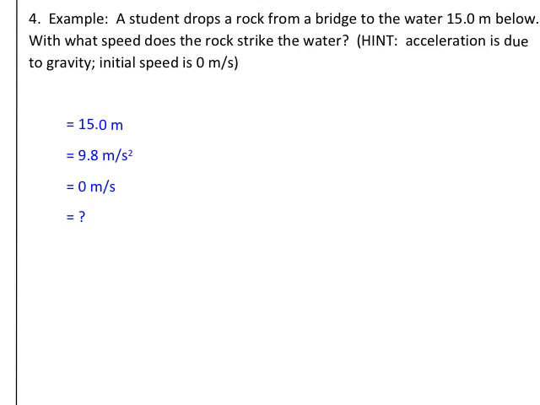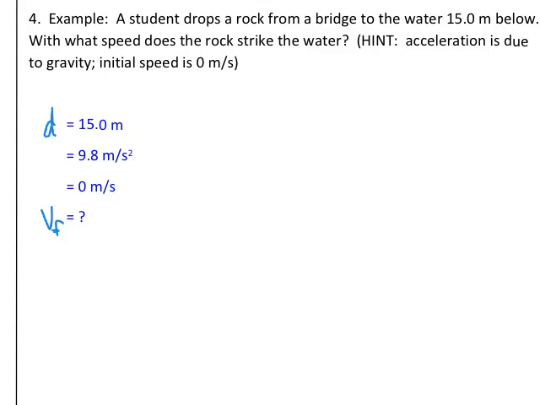So this one, we've got a student dropping a rock from a bridge. The water is 15 meters below the bridge, so that should tell us meters is going to be a distance. With what speed does it strike the water? Well, that's going to be the final speed as it's landing. And you might think, wow, there's only one piece of information. However, you do have other numbers that you would be expected to supply.